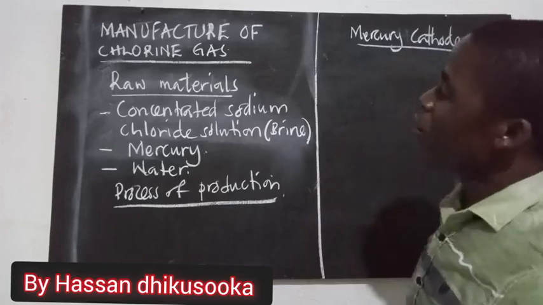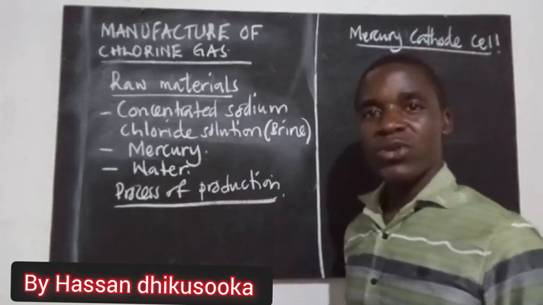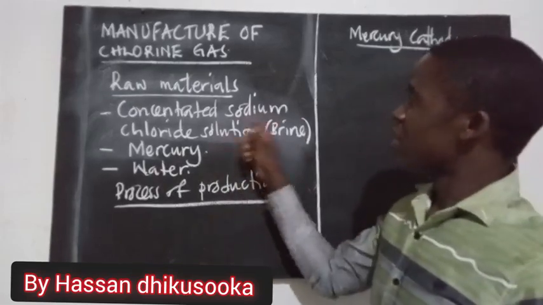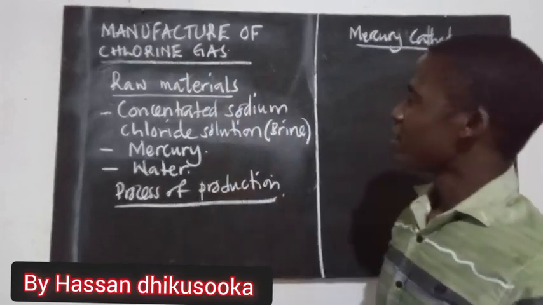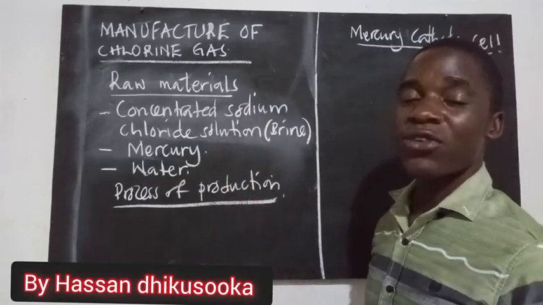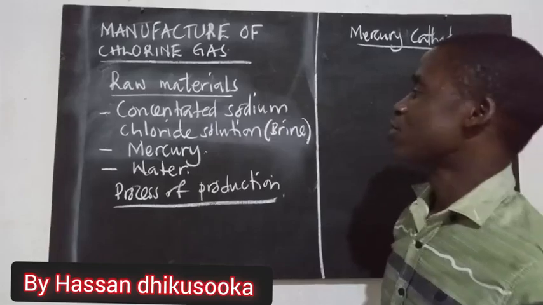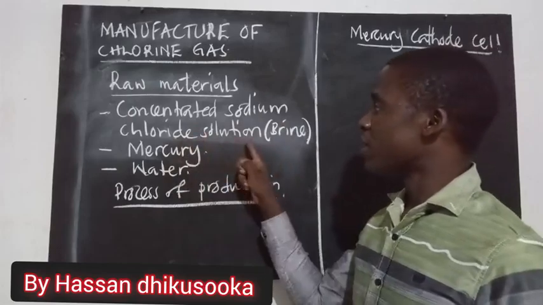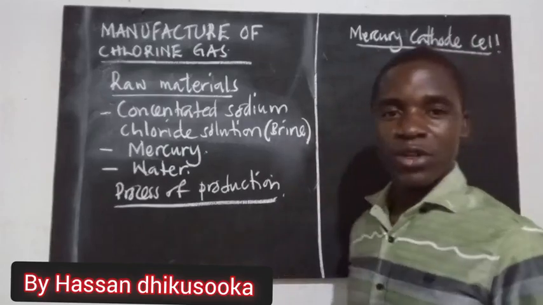So what are we going to do? This is under the process of production, and you have to understand what we are going to mention. The chlorine gas is obtained by electrolyzing, because we are going to carry out a process called electrolysis. So chlorine gas is obtained by the electrolysis of concentrated sodium chloride solution using the mercury cathode cell. That's where we are going to put that.